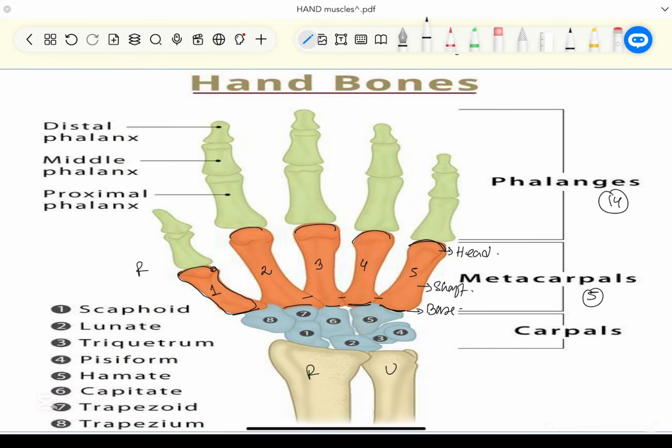Even in the first metacarpals, we will get sesamoid bones also. That's all about the metacarpal related information. Ossification I will say after some time.